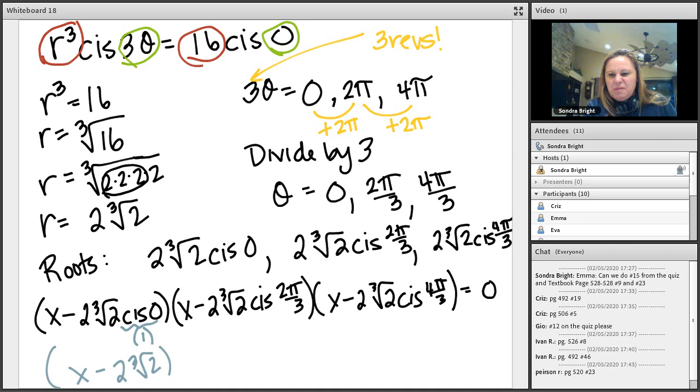Just remember, factors are just x minus the roots. Okay, page 492, and it's number 19.